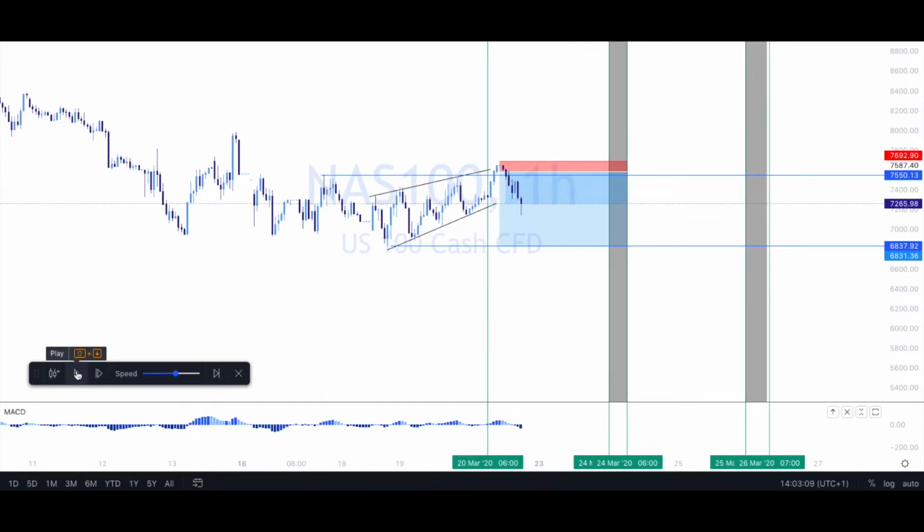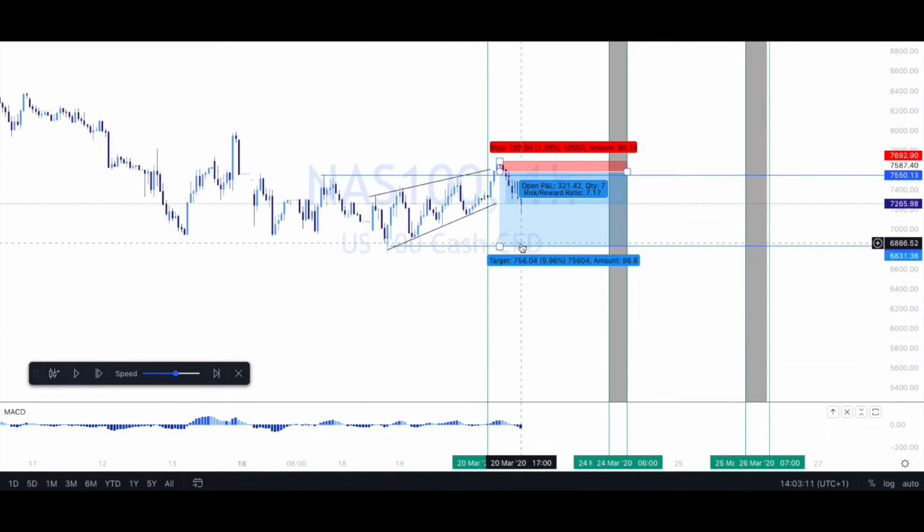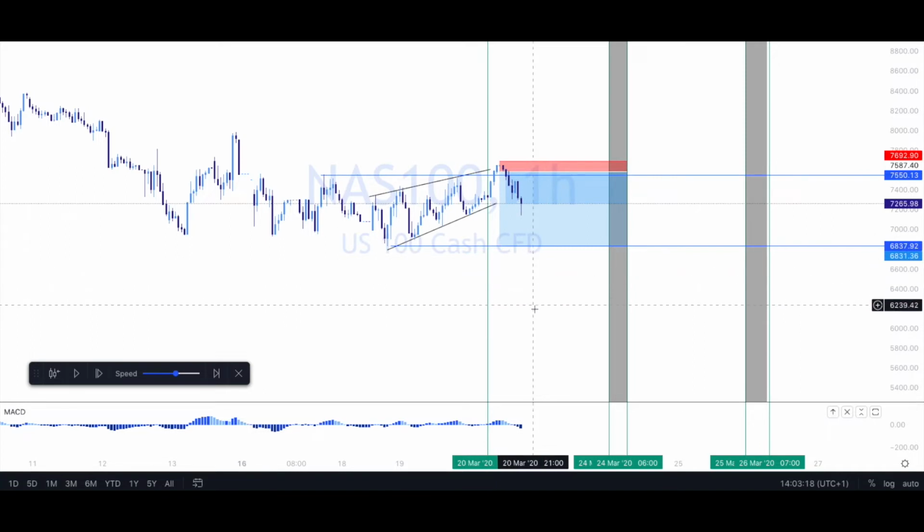All right, so what time is it now? The time right now is about 5 in the evening, UK time. I have collected... let's see how many pips we have collected.